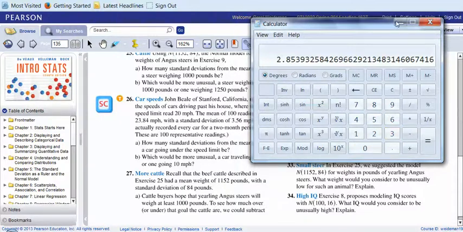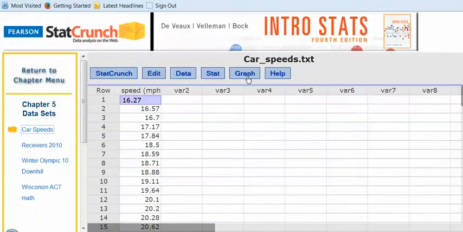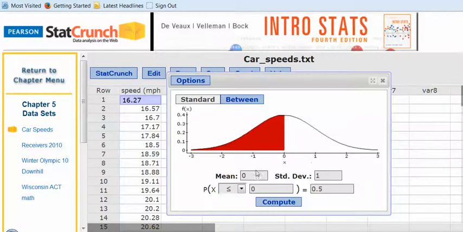We can also use some of the density tools, the little calculators in StatCrunch. So I'm going to go over to StatCrunch, and I'm going to go to Stat, Calculator, Normal. And the first thing you want to do, when you're working a problem here, is put in the mean and the standard deviation. And ours was 23.84 and 3.56.